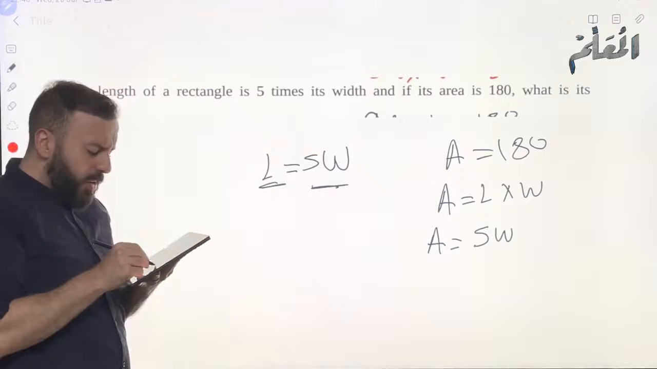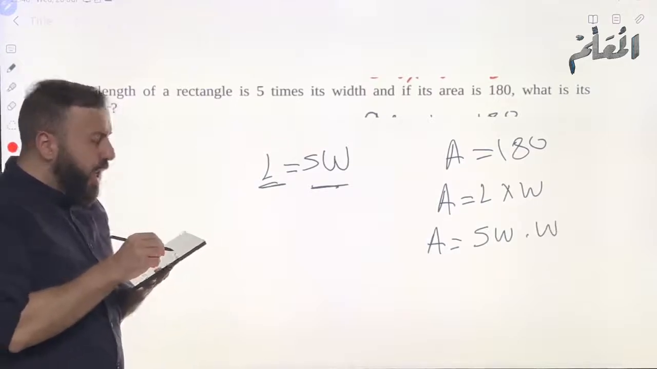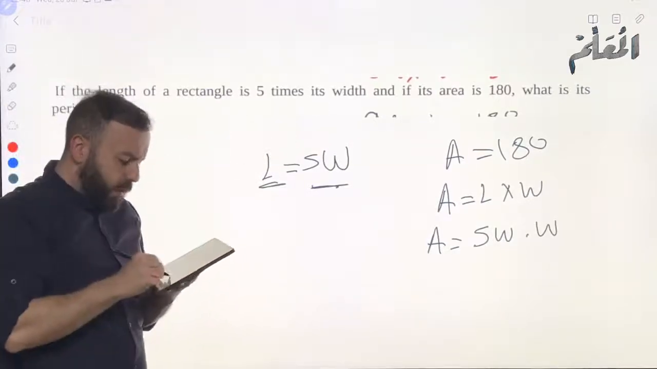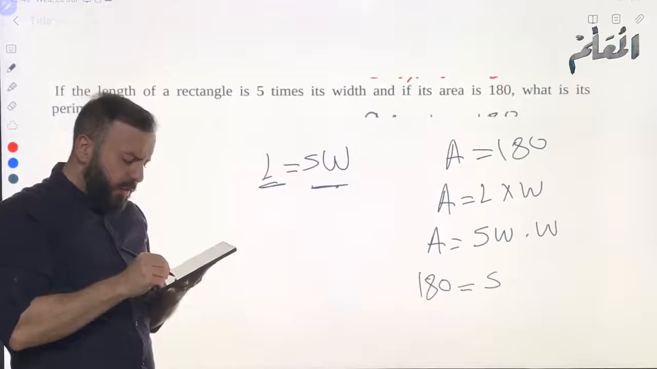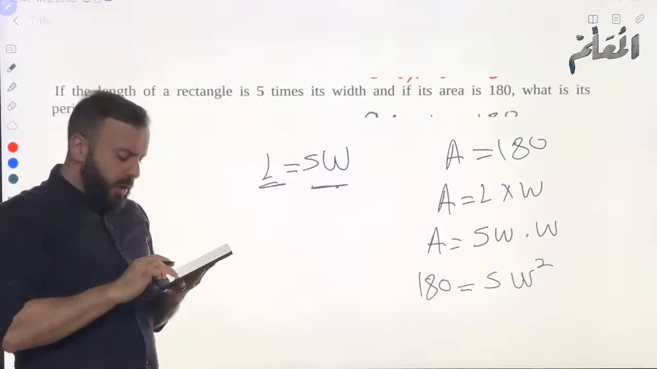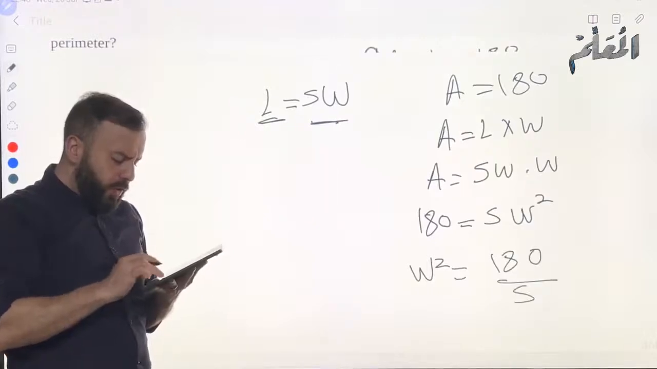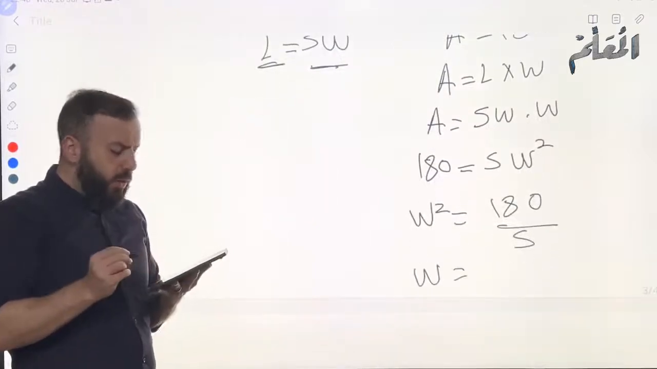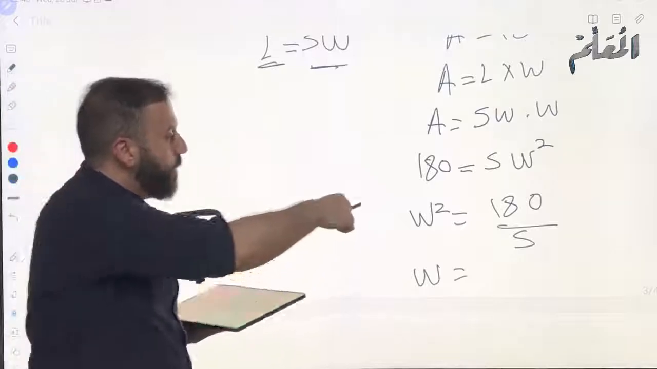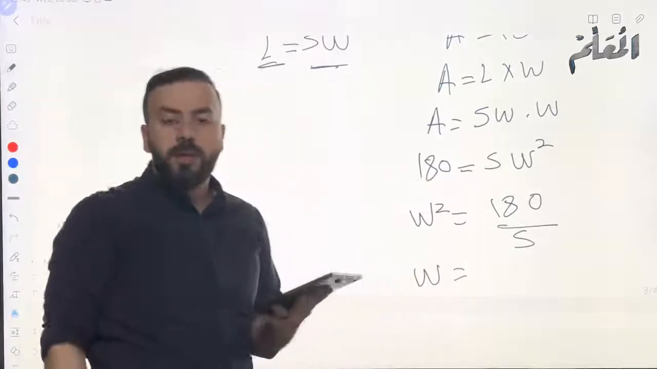So 5 times the width times the width, which means that the area is 180. 180 is equal to 5 W squared. So W squared is equal to 180 over 5. So in this case, W squared is equal to 180 divided by 5.